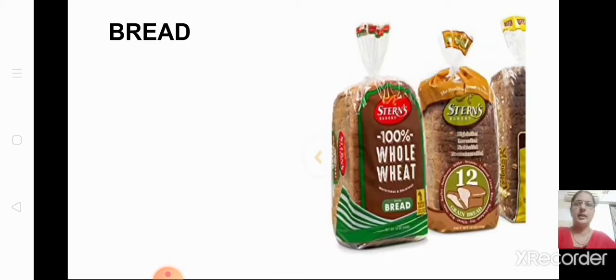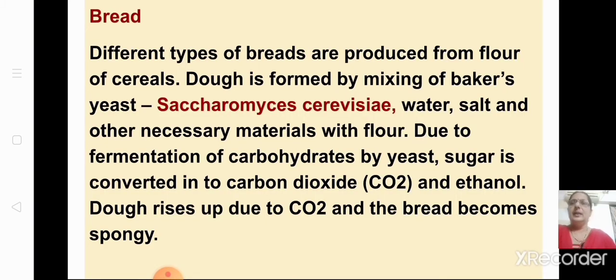What we're going to learn is your bread. Okay? So this is the bread. We all know a lot of types of breads are there, sweet, wheat, and different types. We'll see how bread is formed, the production of bread with the help of microorganisms. Different types of bread are produced from flour and cereals. We all know this.